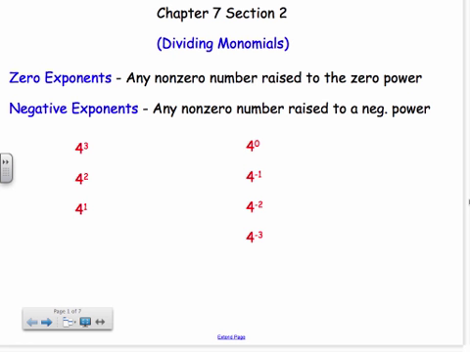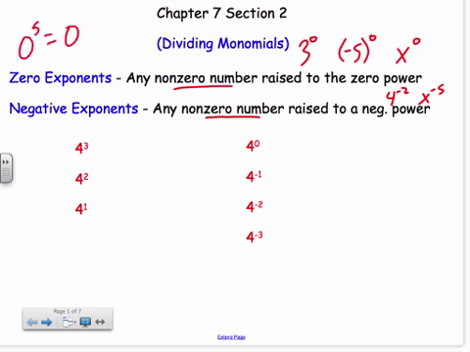So a zero exponent is any non-zero number raised to the 0 power. So basically anything raised to the 0 power: 3 to the 0, negative 5 to the 0, x to the 0. Negative exponents are anything raised to a negative power. So 4 to the negative 2, x to the negative 5, just anything to the negative power. And this applies to any non-zero number, because 0 to any power would be 0, right? If I took 0 to any power, it's going to be 0. So that's why they state that.